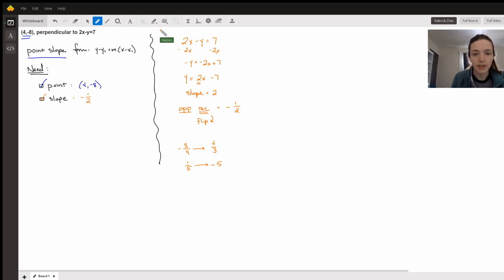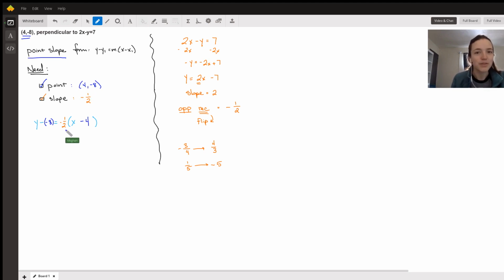Okay, grab a new color here, and now we can write this in point-slope form. So the way point-slope form works, y minus y1. So y1 is the y coordinate of our point, so -8, equals m, which is our slope. And then in parentheses, x minus x1. x1 is the x coordinate of our point.